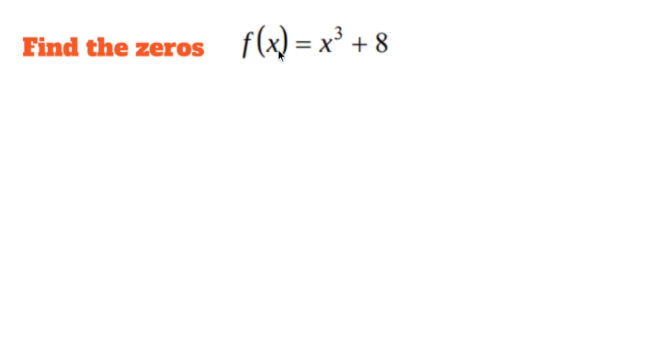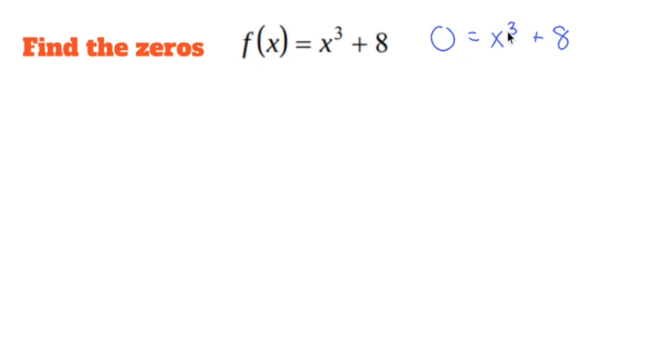Find the zeros of f of x equals x cubed plus 8. Now, find the zeros means, let's just set this up like this: 0 equals x cubed plus 8. Now, x cubed plus 8 should look familiar to you.